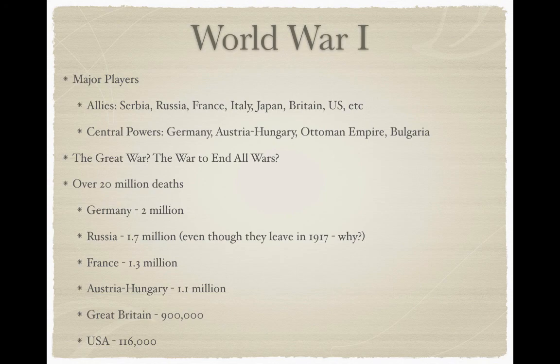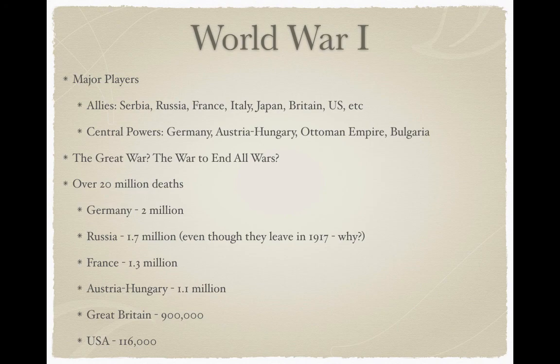So let me go back here. There are over 20 million deaths. If you look at the breakdown here, Germany is extremely, I don't know if I want to say disproportionately, but I'm just going to say it, disproportionately affected. There are 2 million Germans that die in World War I. And I want us to think about what that means for the German population after the war, right? Look at Russia, 1.7 million.